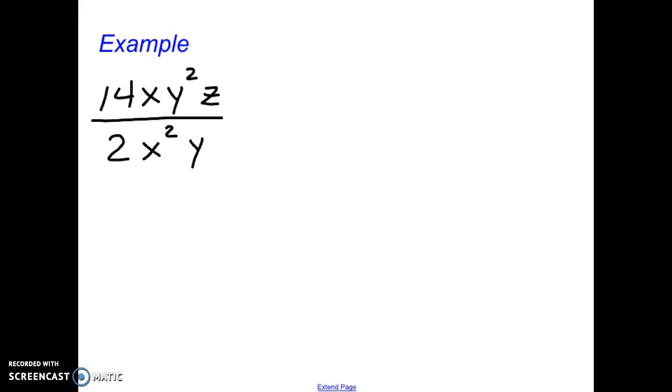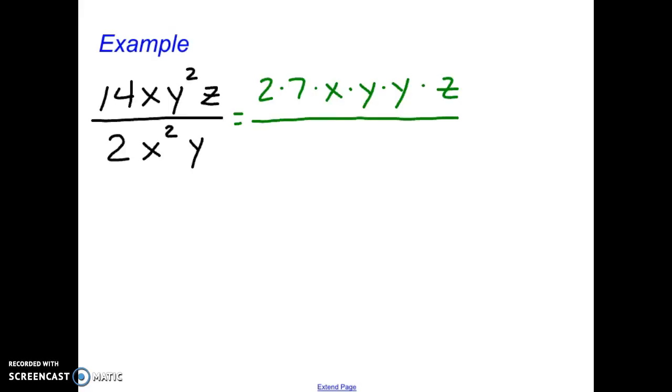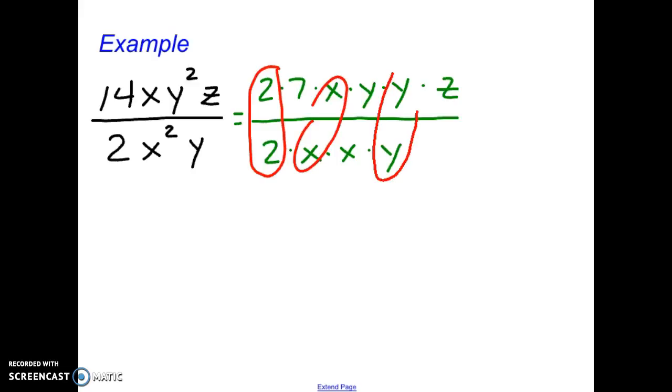For our last example, I've included a z. So if we expand the numerator, 14 breaks down into 2 times 7. And by the way, that funky line through the z is because my handwriting's so bad, I don't want the z's to be confused with the 2. On the bottom, if we expand it, we got the 2 times x times y. If we look for things that match top and bottom, we got 2's, we got an x, we got a y.